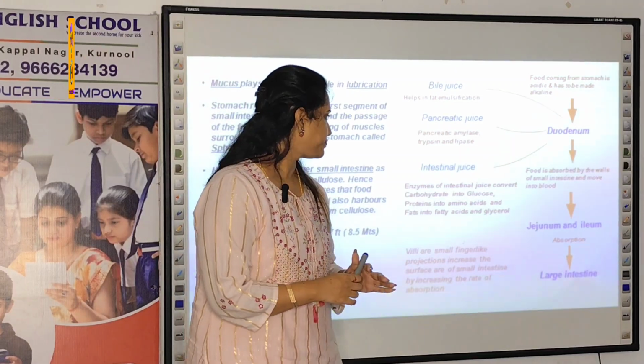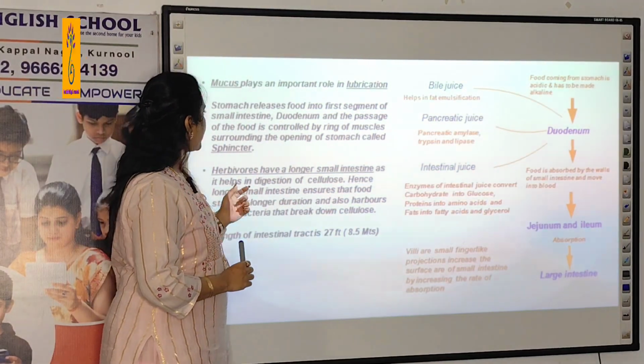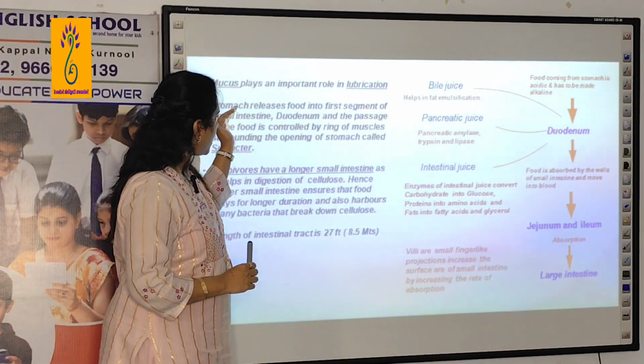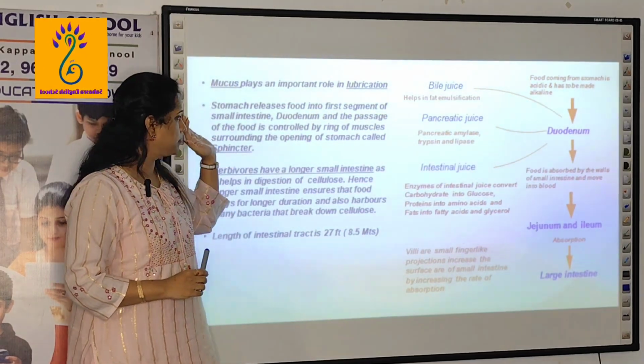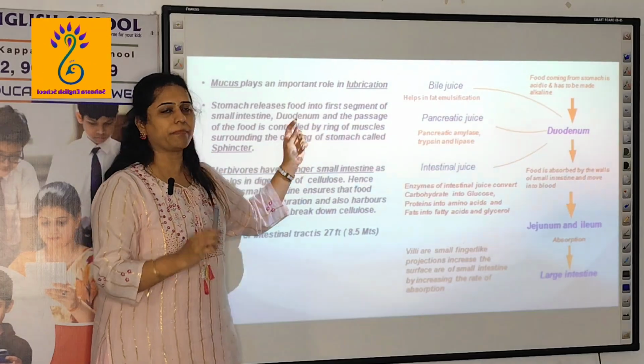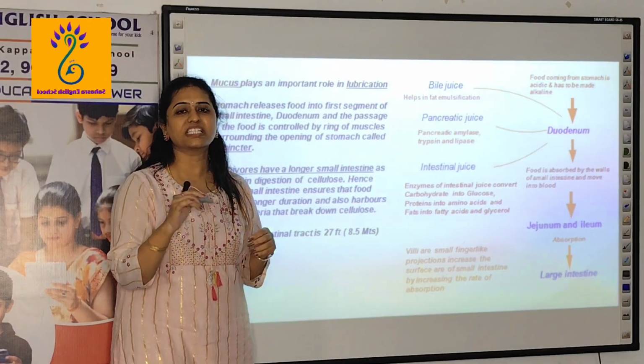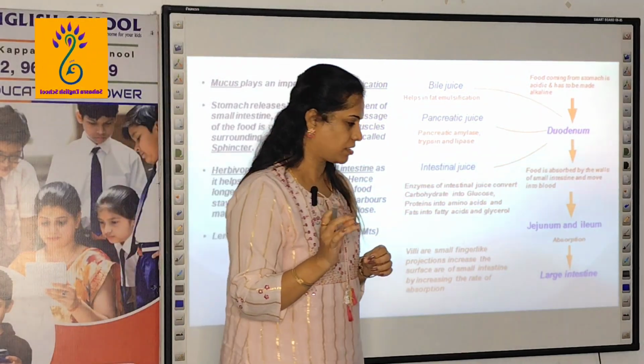Got it? Okay. So when food is released into the first segment, that is the duodenum, this is controlled by a ring of muscles. Those are called sphincters, children. Those are called sphincters. Only for your knowledge I am giving that.